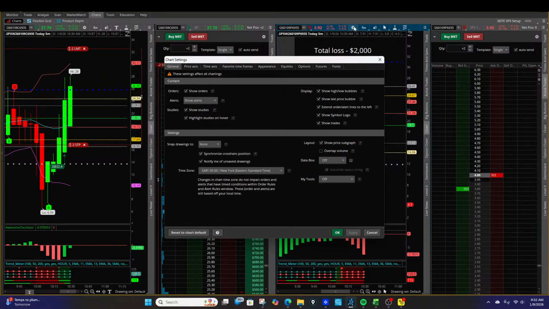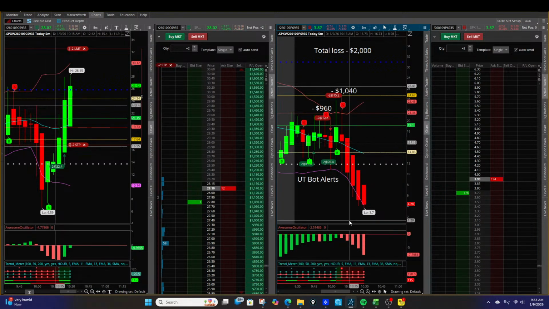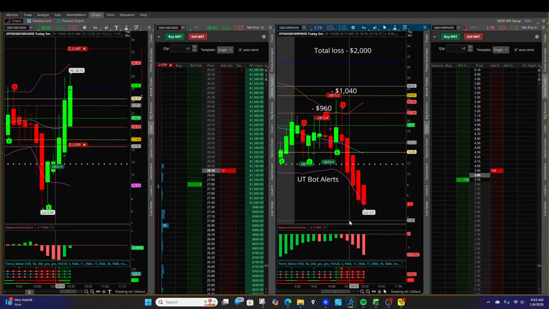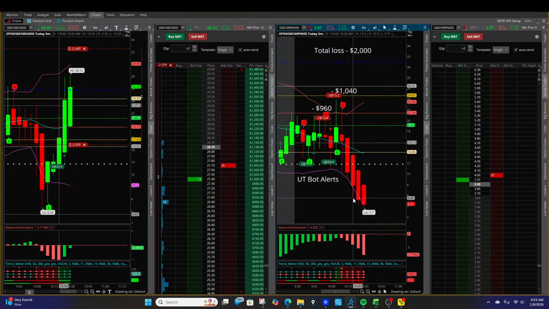If you go in and do the gear shift up here, and you say synchronize crosshairs position, and check that box, it will make it so that they sync up with each other. And having the crosshairs at the same time frame makes it easy to see things and follow along. So this was a critical thing that I noticed a few years ago. That's helped me a lot.